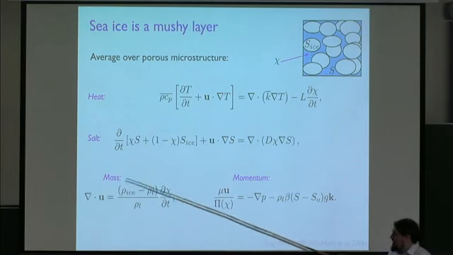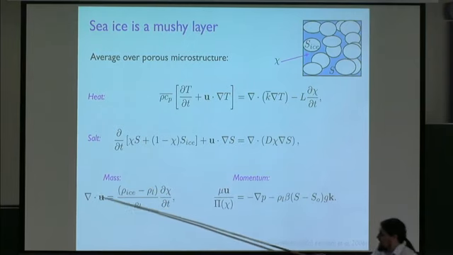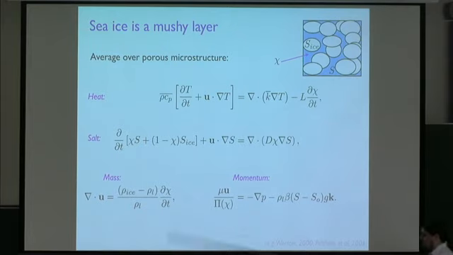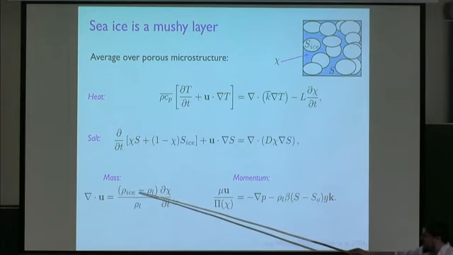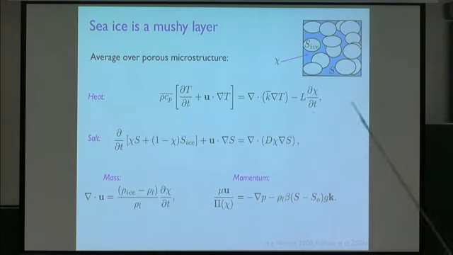So if the porosity wasn't changing, you'd have an incompressible flow. If the porosity is changing, but the ice density and the liquid density are approximately equal, you would also have an approximately incompressible flow. But otherwise, you pick up this source term associated with there being a density difference between the ice and the water, and the expansion or the contraction as you change phase.